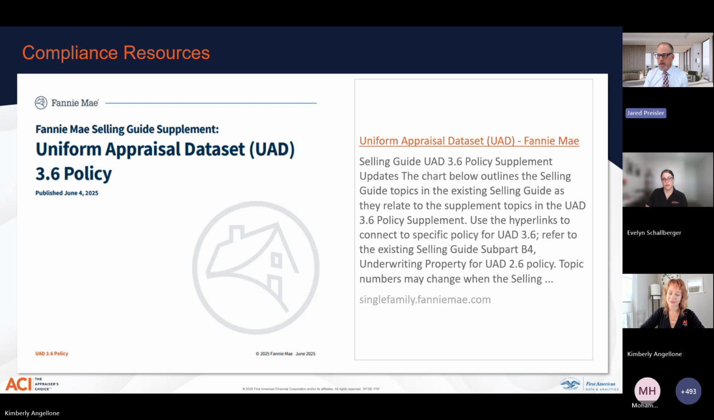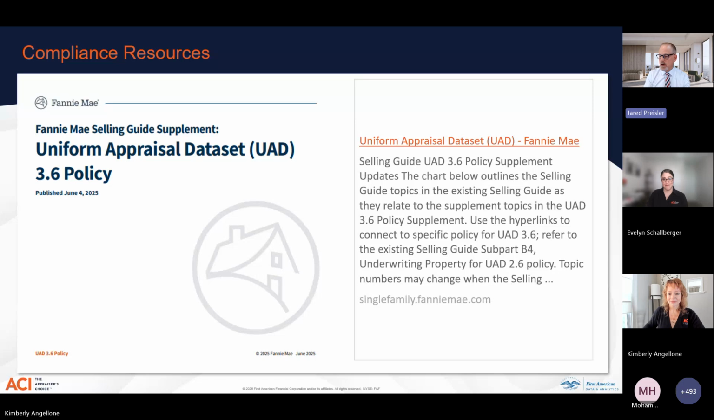And so in December, they announced a new way to do the market analysis. Well, just as of June of last month, a few weeks ago, Fannie and Freddie published this Uniform Appraisal Dataset supplemental guide for 3.6, and there's a lot of policy changes in there. We have a link that will take you to this resource. So not only do you have the regular selling guide that's starting to see some changes, but I think last week, FHA made some changes in preparation for 3.6.